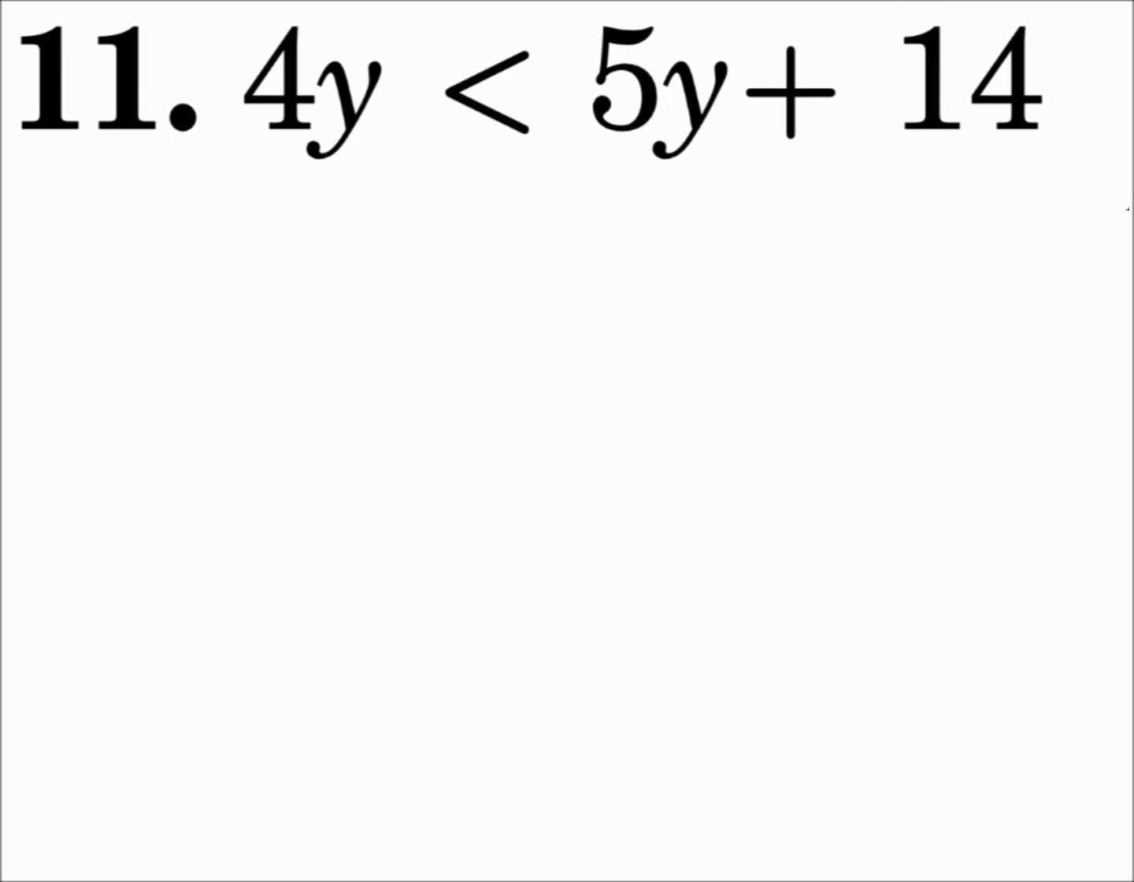Number 11. 4y is less than 5y plus 14. Well, you have y's on both sides. It's easiest to move the smaller one. The 4y is smaller than the 5y, so let's move it. It's a positive 4y, so let's do the opposite of a positive and subtract it from each side.